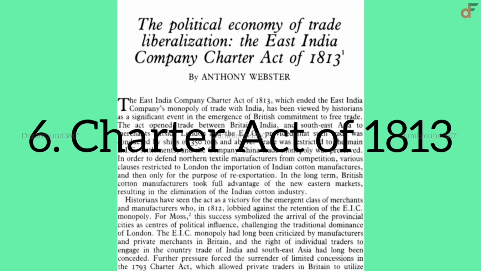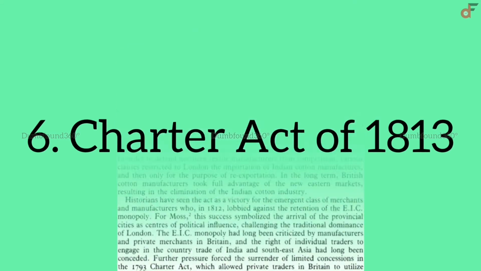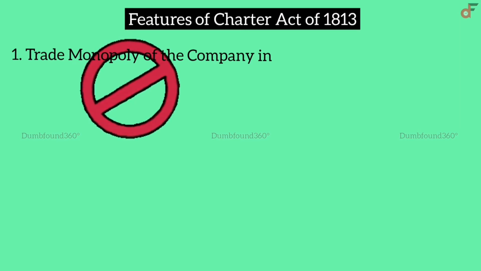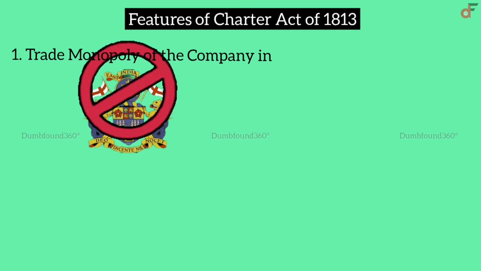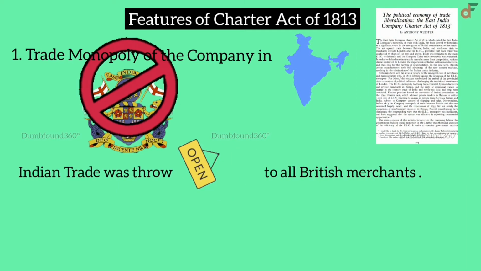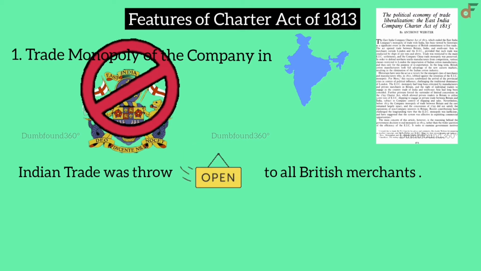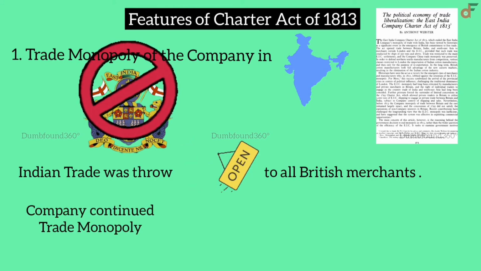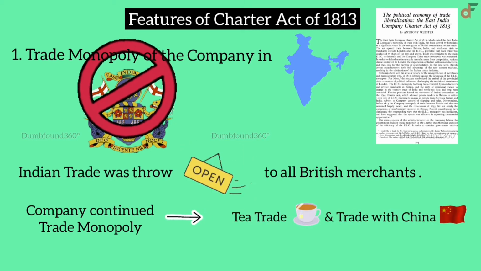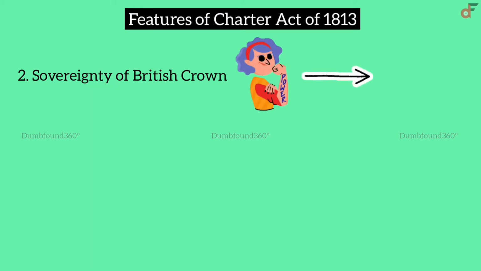Charter Act of 1813. The features of this act were: 1. It abolished the trade monopoly of the company in India. That is, the Indian trade was thrown open to all British merchants. However, it continued the monopoly of the company over trade in tea and trade with China. 2. It asserted the sovereignty of the British Crown over the company's territories in India.